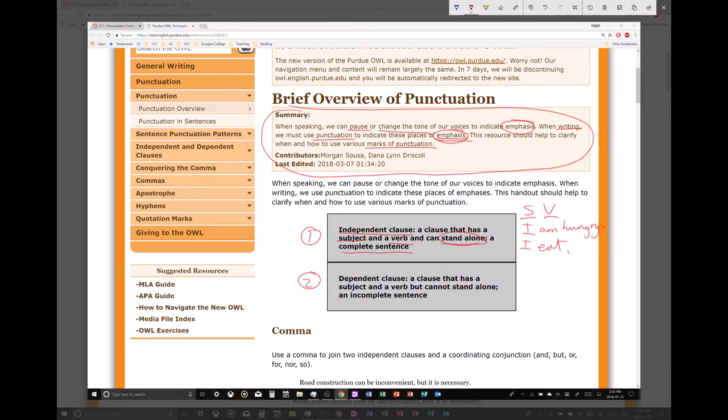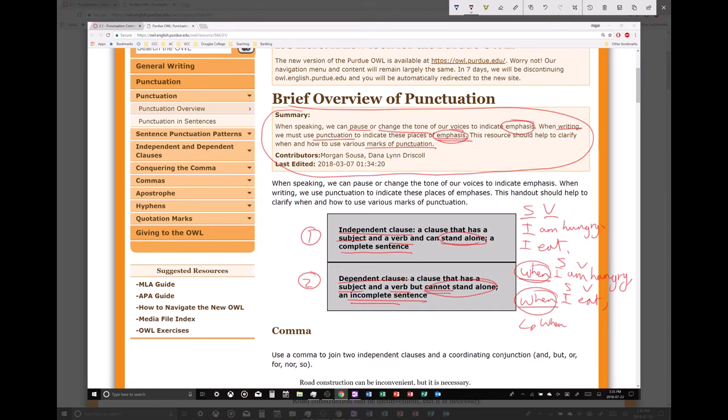At least the subject and the verb as an independent clause. The next part is the dependent clause. That's when a part of a sentence has a subject and a verb but cannot stand alone. It is an incomplete sentence. For example, when I am hungry, or when I eat. These are incomplete because even though each has a subject and a verb as a clause, I have a preposition in front of it, so it's missing something. It needs more information.